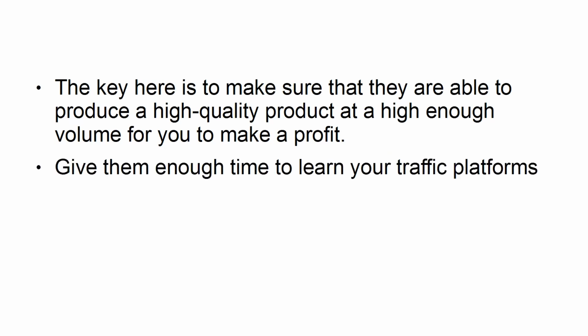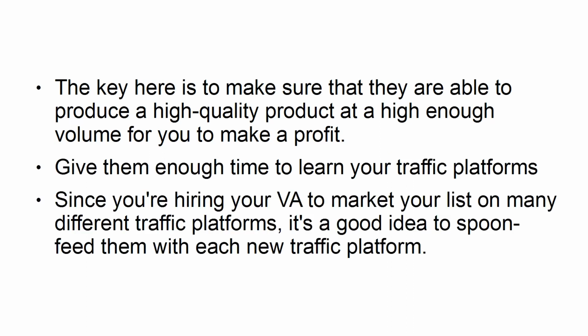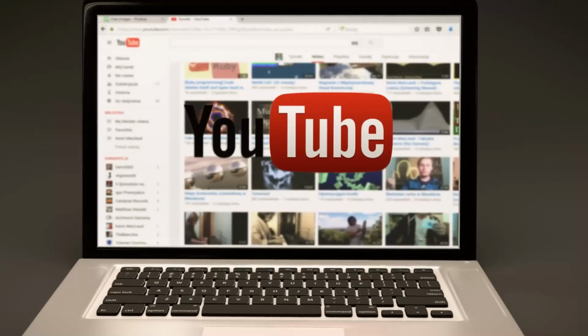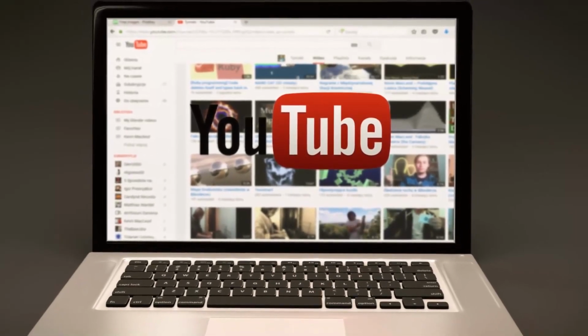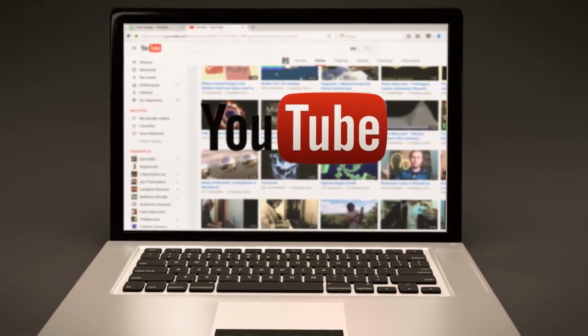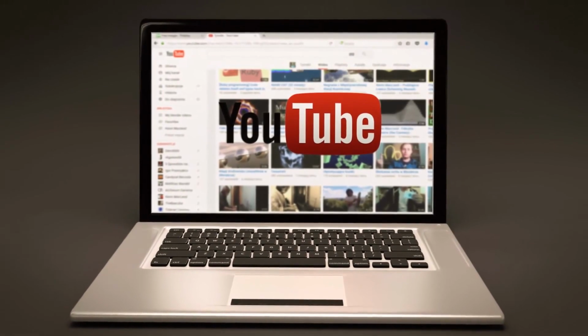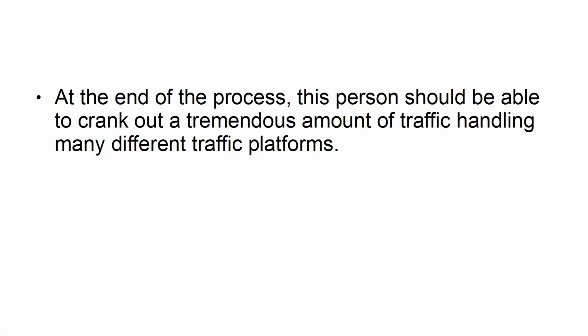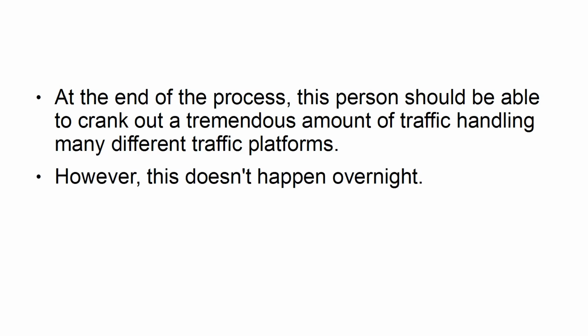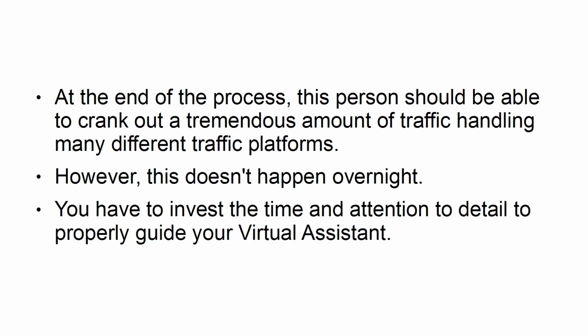Give them enough time to learn your traffic platforms. Since you're hiring your VA to market your list on many different traffic platforms, it's a good idea to spoon-feed them with each new traffic platform. For example, you start off with YouTube. Make sure that you start them slow and low. As they master YouTube, slowly transition them to other traffic platforms and start slow and low there as well. At the end of the process, this person should be able to crank out a tremendous amount of traffic, handling many different traffic platforms. However, this doesn't happen overnight. You have to invest the time and attention to detail to properly guide your virtual assistant.